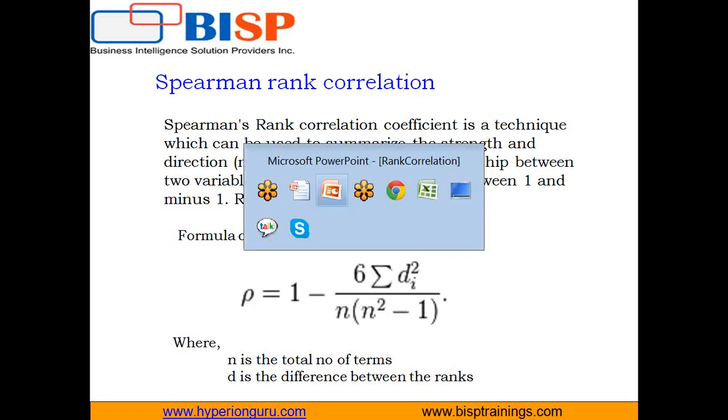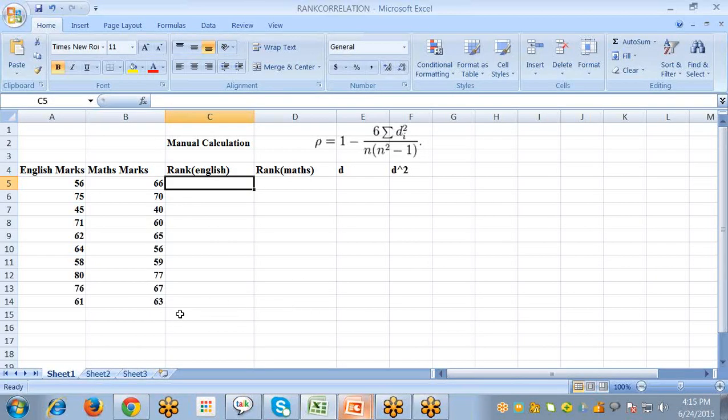So let's begin with the example. First, I'm going to show you how this manual function works. So I'm calculating ranks manually, the difference also manually, and then using this formula. And after that, I'm showing you how Excel does correlation in a very easy way. Okay, so first, here is the data for English marks and math marks.